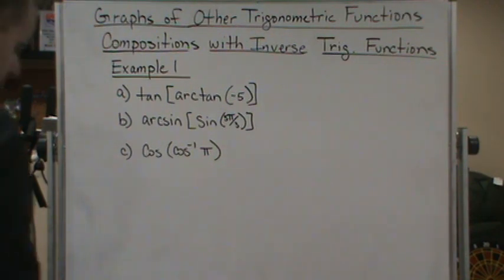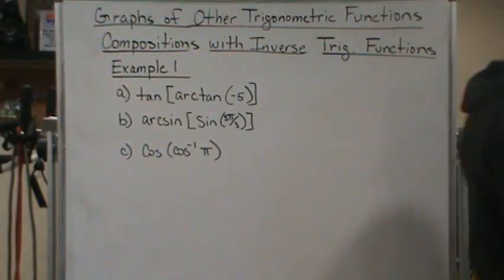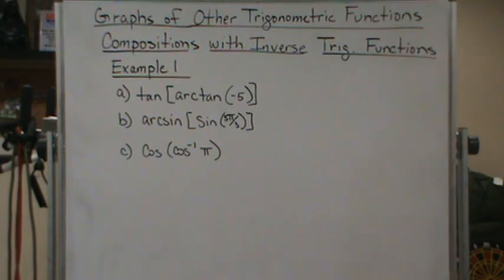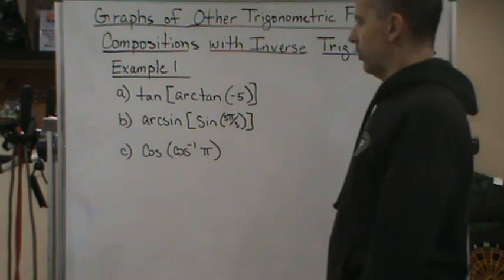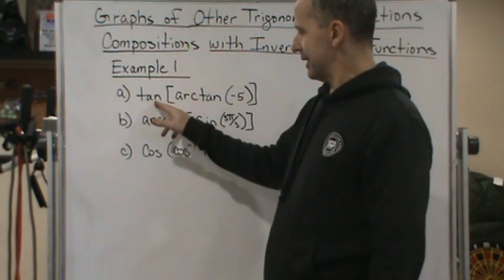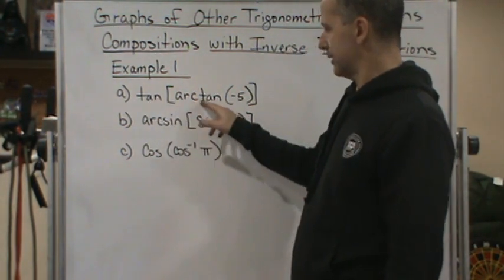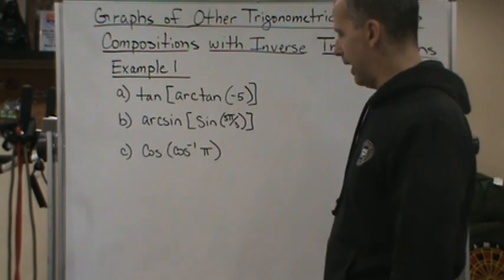Okay, welcome back, and now let's do an example. So in this example, we're going to evaluate these compositions of trigonometric functions. So let's start with A. A is tangent of arctangent of -5.